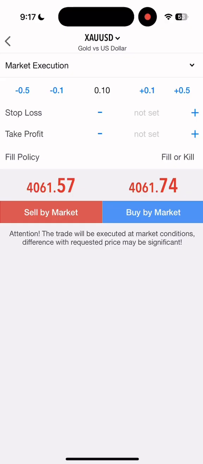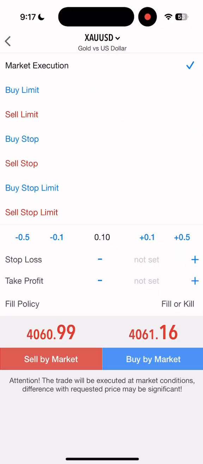The last thing that you need to learn is pending orders. The most popular pending orders are buy limits, sell limits, buy stops, and sell stops. The only difference between market execution getting in at the current price and a pending order is that you're getting in at a future price that you set.